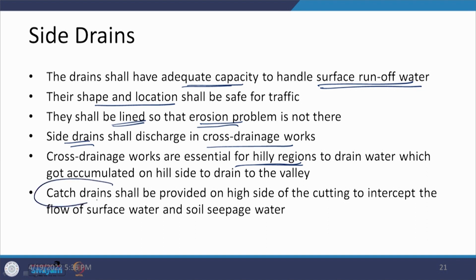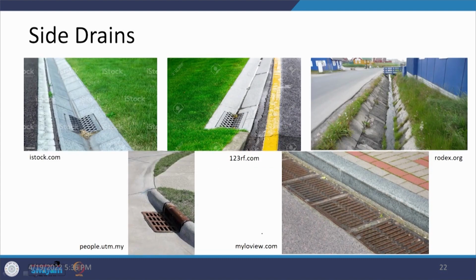One another type of system which can be there is a catch drain. And what is this catch drain? They are provided on the high side of the cutting to intercept the flow of surface water and the soil seepage water. Let us look at a few of the things here.